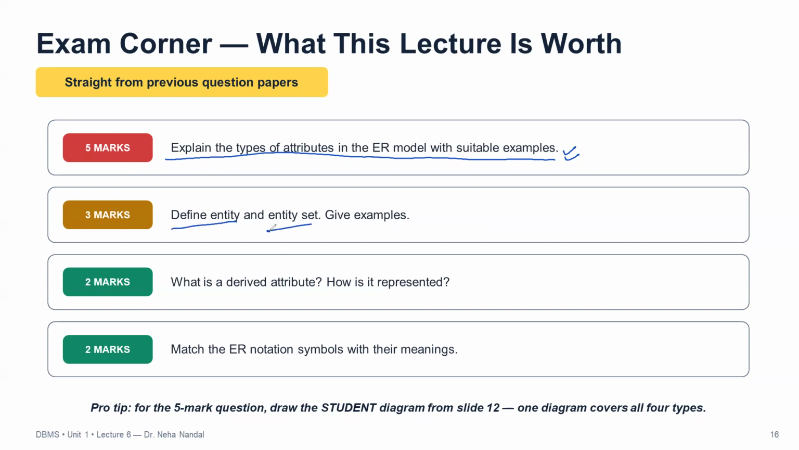Define entity set. Give some examples. What is derived attribute? How is derived attribute represented? It is not just about derived attribute. It is about what is composite attribute, what is multivalued attribute, how it is represented. These type of questions can come for 2 marks. Match the ER notation symbols with their meanings. Like one table we have discussed in which the representations, rectangle for entity set. In this way matching columns can come.